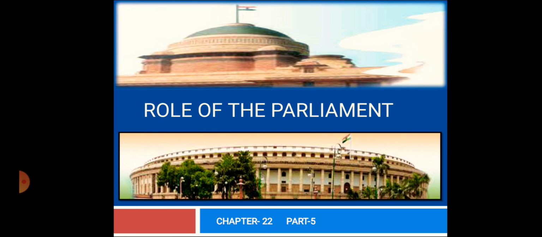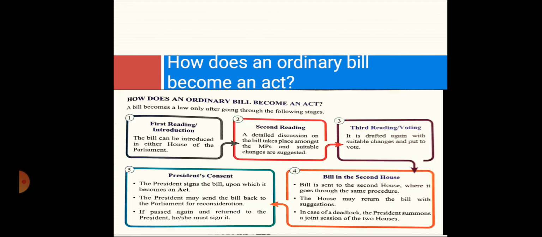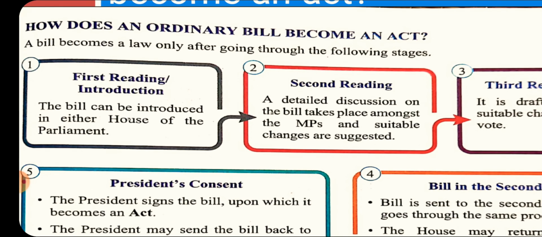Further, it can be classified into two, money bill and ordinary bill, on the basis of its subject. Today we are going to learn about how an ordinary bill becomes an act. So we need to follow some steps for it. Firstly, it is introduced in either of the houses of the parliament, which is also considered the first reading, where it is read for the first time in the parliament.